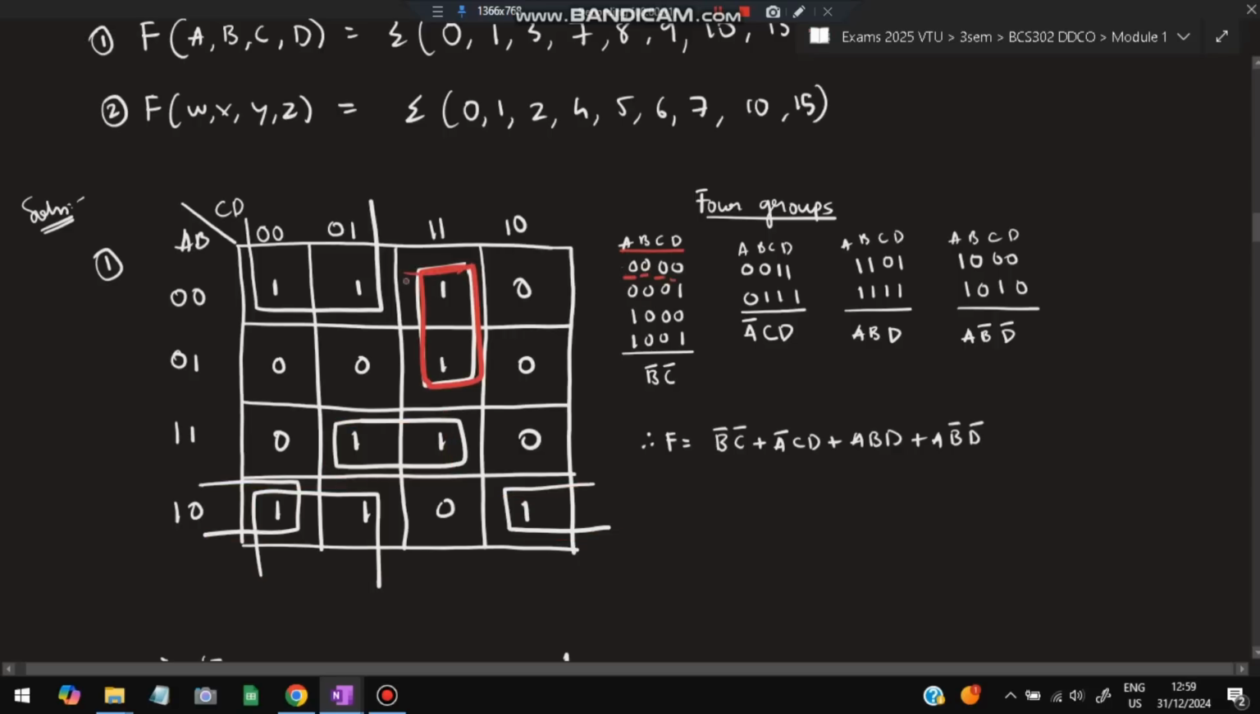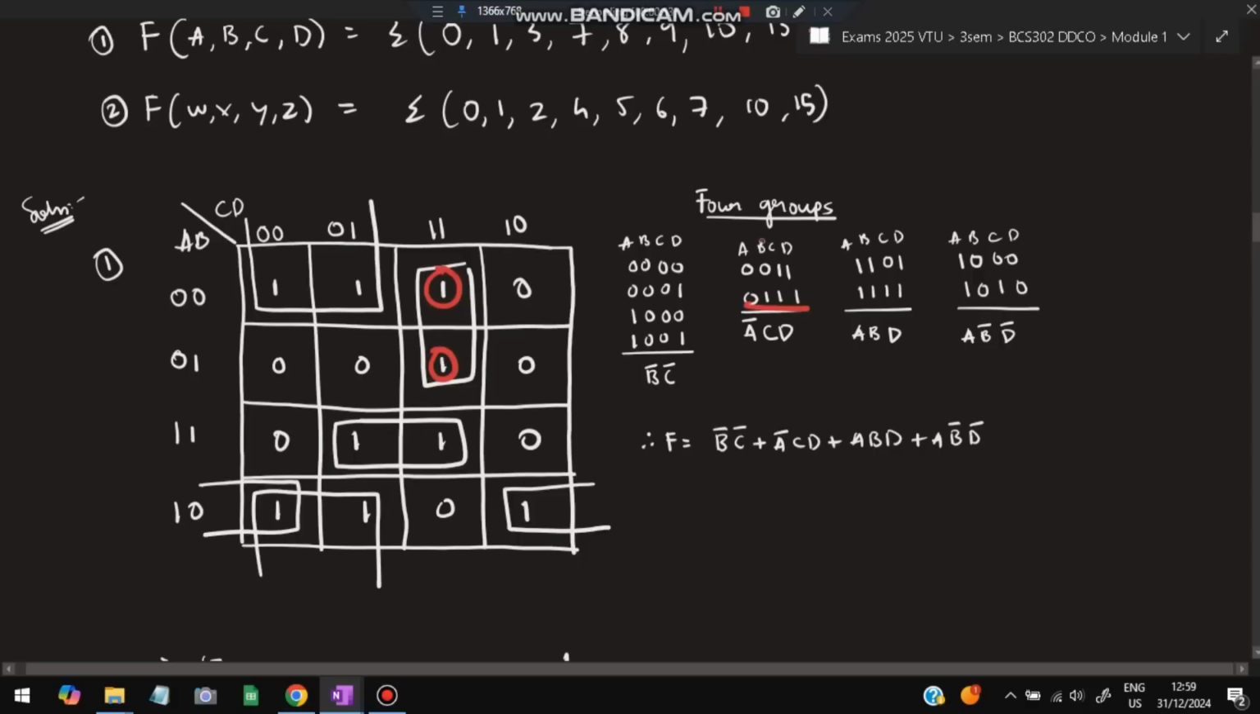0 0 0 0 corresponding to this 0 0 0 0 that I'll be writing. Next, in this group 0 0 0 1, so I'll be writing here 0 0 0 1. Next, in this group is 1 0 0 0, so 1 0 0 0. After that is this 1 0 0 1, 1 0 0 1. After I've written this one, do it for the other groups also. This one is 0 0 1 1, corresponding to this one 0 0 1 1, and 0 1 1 1 is corresponding to this one.